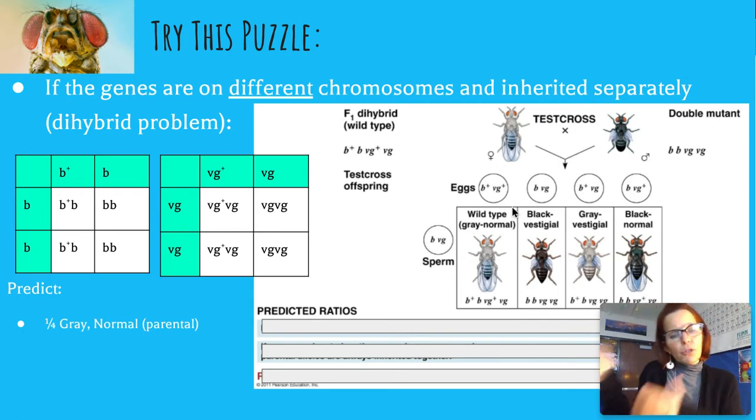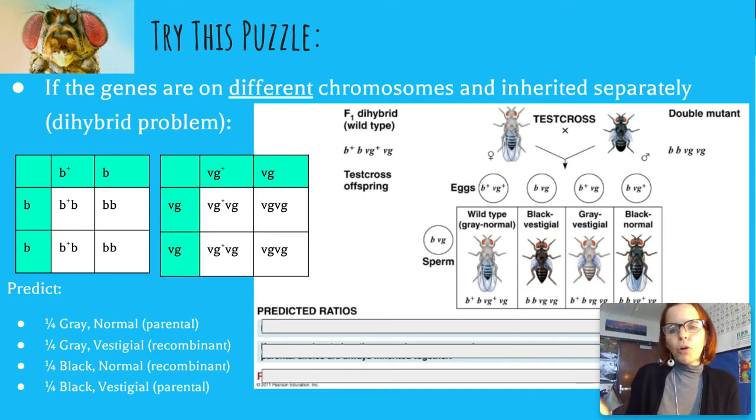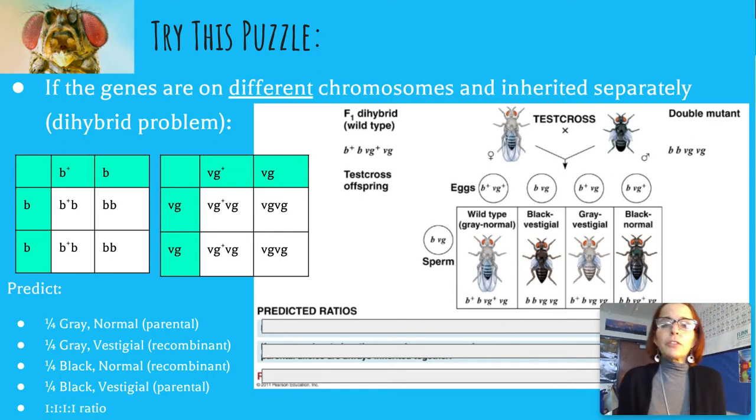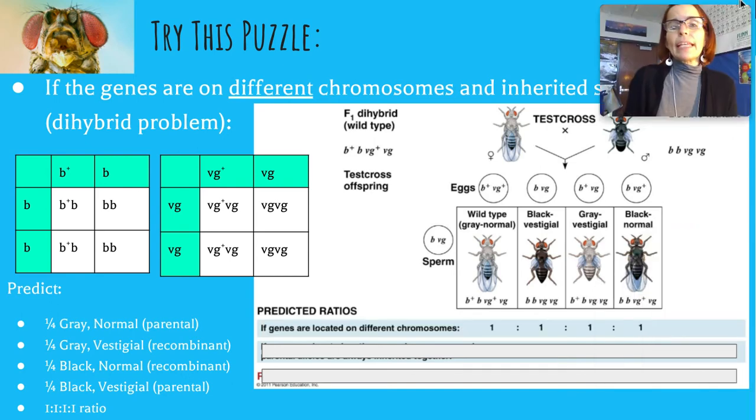So then if you keep doing the multiplication, it's half and half in both of the Punnett squares. So we would actually predict a quarter of the offspring will be gray normal, black vestigial, gray vestigial, and black normal, a quarter of each. So we call that a 1-to-1-to-1-to-1 ratio. So that's one prediction that he made, and that was one possibility.